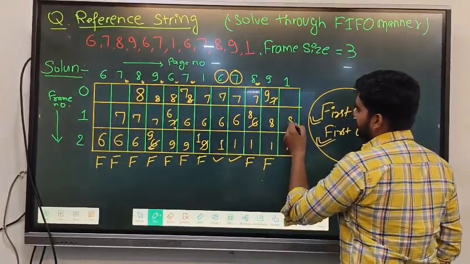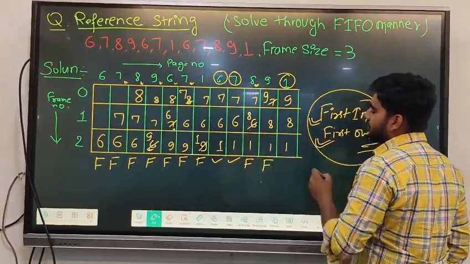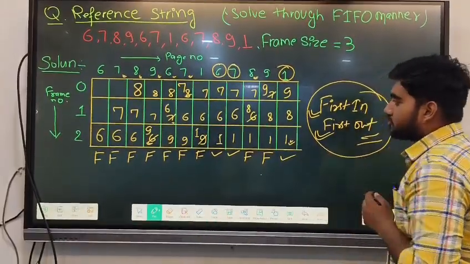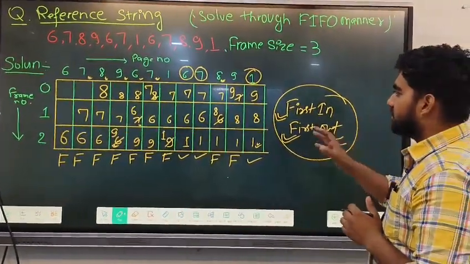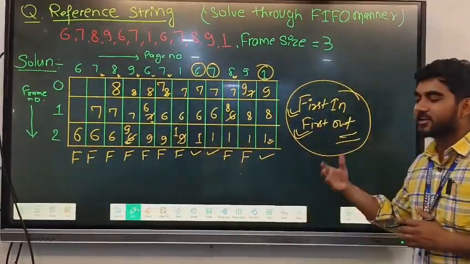Now page number 1 is demanded by the CPU, and page number 1 is present here. So this is a hit case. So according to FIFO manner, this will be the result of the page replacement algorithm, I can say.